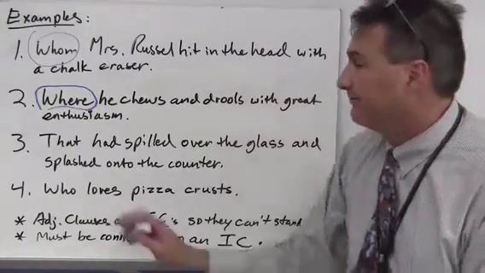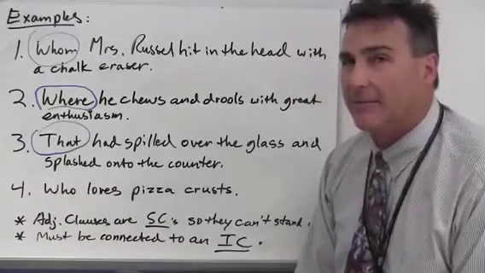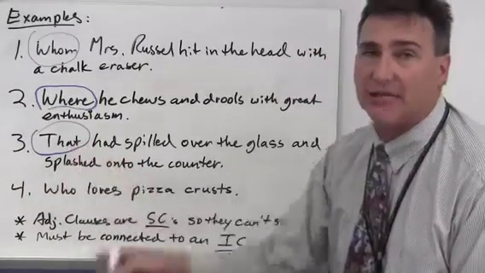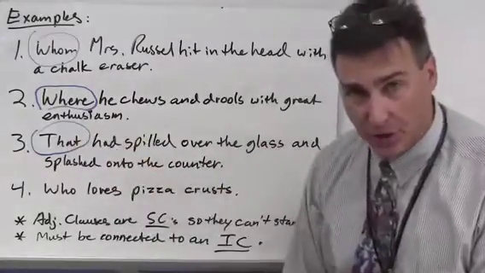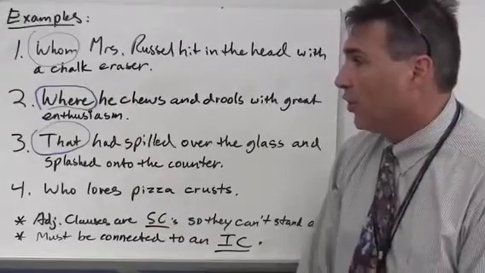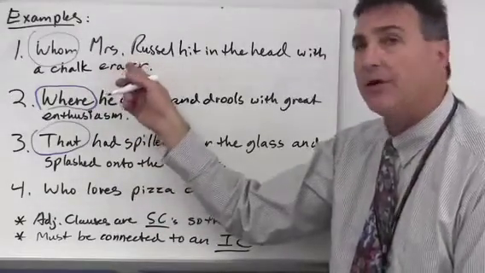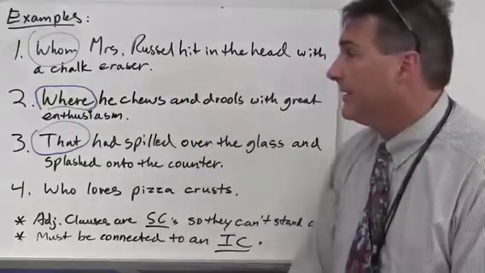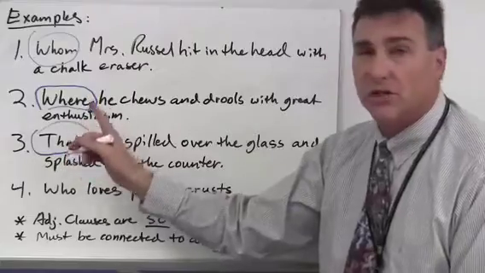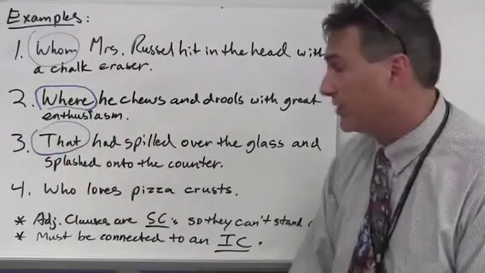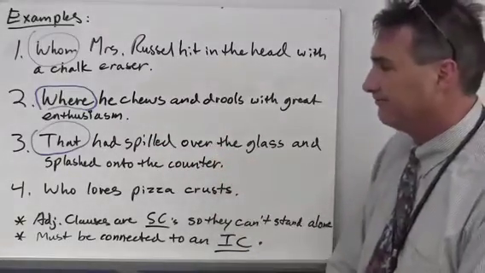Where's our subordinator? Here it is. It's a relative pronoun, that. Notice here it takes the place of the subject. What had spilled over the glass? That had spilled over the glass. In our first example, the whom, though a relative pronoun, just introduced the real noun in the clause, the subject noun. Here, it takes the place of both subordinator and subject of the subordinate clause. That had spilled over the glass and splashed onto the counter.